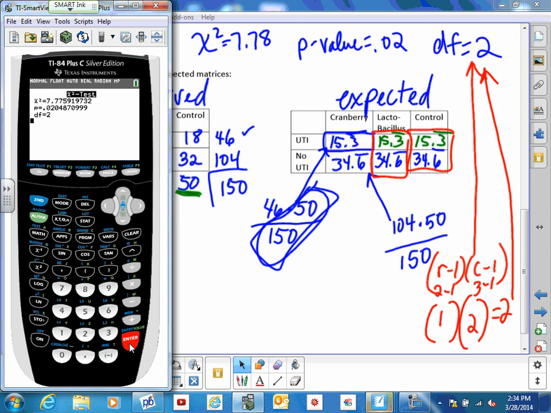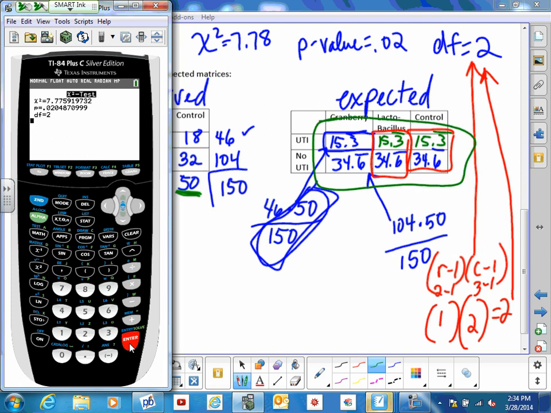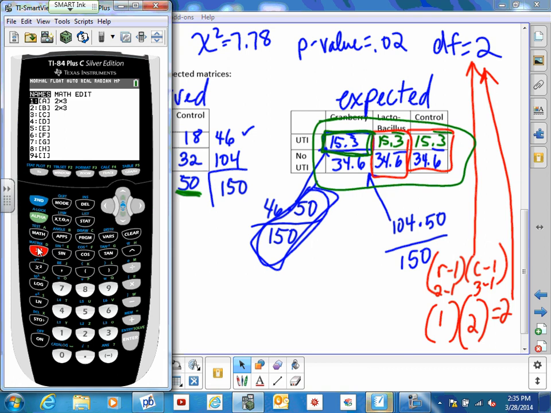One last thing before we go on to our little conclusion is this. If you did not want to do all of this by hand, sometimes it's easier to do it by hand because a multiple choice question might just ask you, what's the expected urinary tract infection count for cranberry? Maybe they just ask you 1 and you don't want to have to run a whole test. But if you need the whole thing, you can view the matrix B by going to matrix. It is most easily viewed as if you're going to edit it. So go edit, go down to number 2, and voila, there is the expected matrix that the calculator computed on its own. So again, you don't have to do it by hand, but it's good to know that computation by hand anyway.